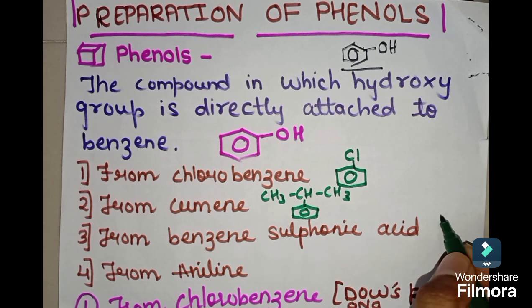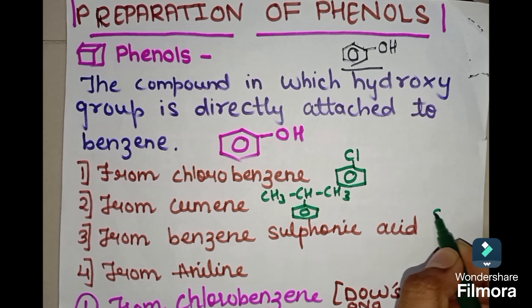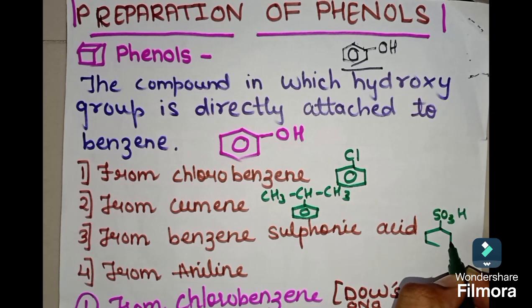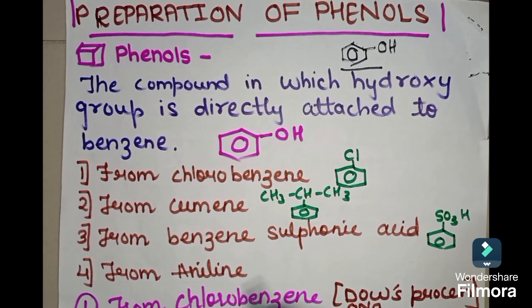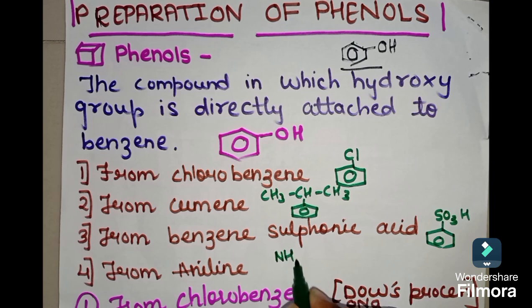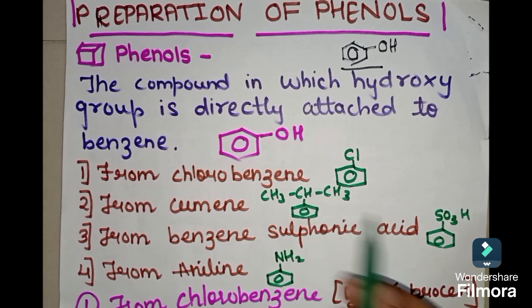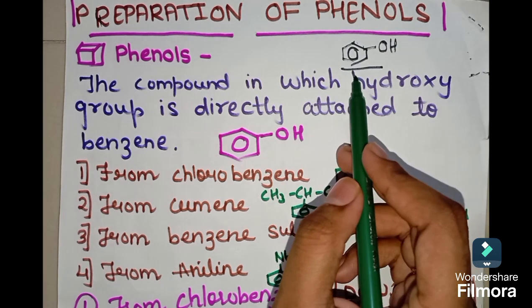Next is benzene sulfonic acid. When the sulfonic group SO3H is attached to a benzene ring, it is called benzene sulfonic acid. Aniline: when the amino group, that is NH2, is attached to a benzene ring, it forms aniline. So from these 4 organic compounds we are going to prepare phenol.